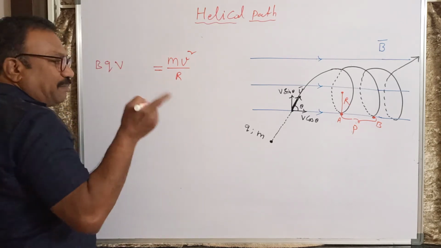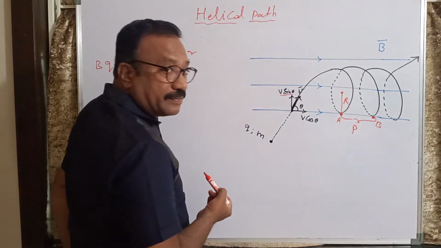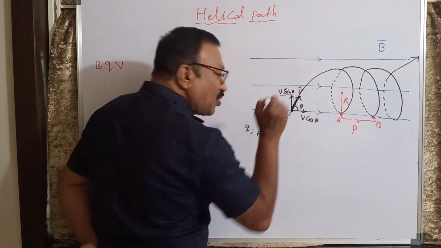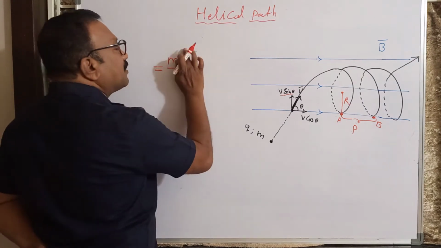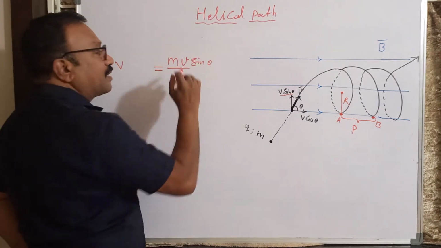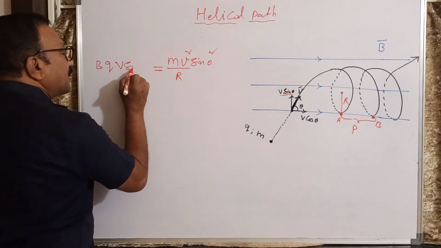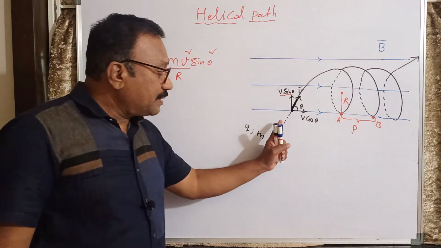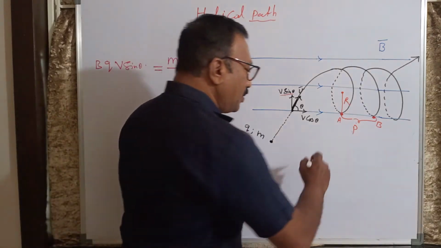Let me see now. Which velocity is perpendicular to the magnetic field? V sin theta is perpendicular to the magnetic field, so this will cause circular motion. Therefore, V must be substituted as V sin theta. So this is M V sin theta whole square by R. Here also B Q V sin theta I will get. The particle is entering perpendicular to the field.